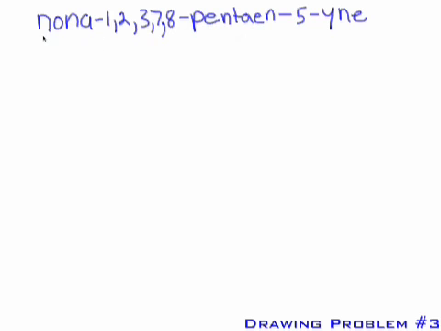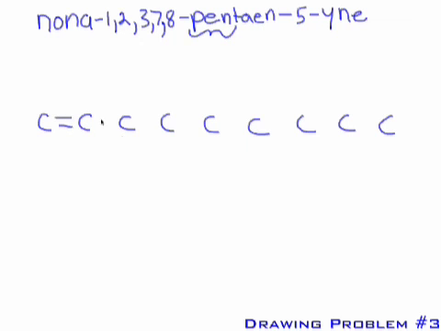Well, the nona defines the length of the chain. The penta tells you the number of double bonds. So this is derived from nonane. That is, there are 9 carbons: 1, 2, 3, 4, 5, 6, 7, 8, 9. And then this tells you where the 5 double bonds are. There's a double bond at carbon 1, at carbon 2, at carbon 3, at carbon 7, and at carbon 8. 5-yne means a triple bond at carbon 5.